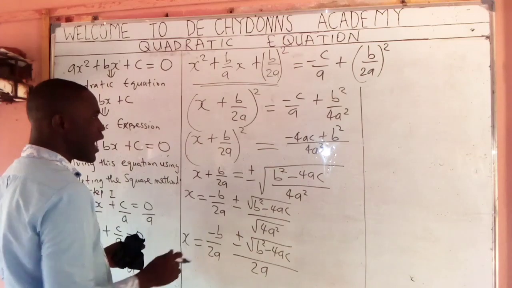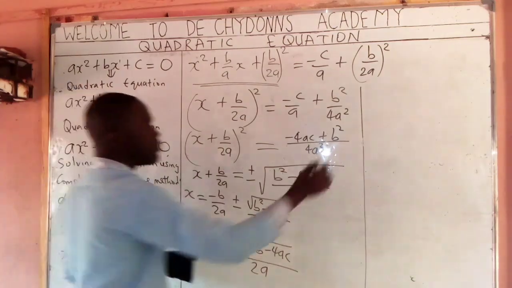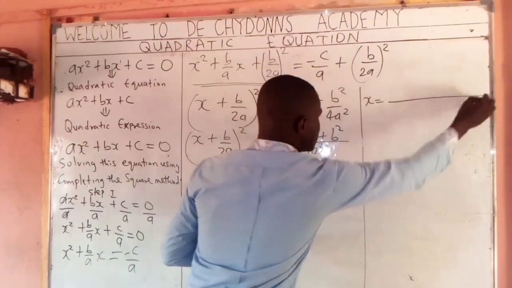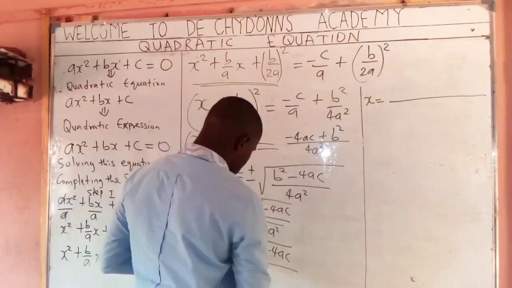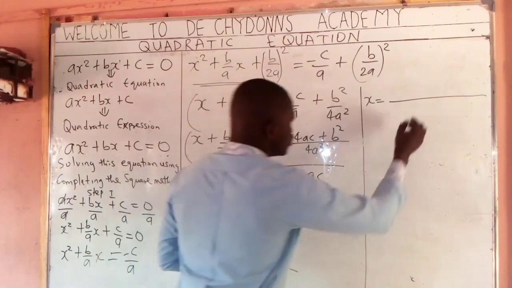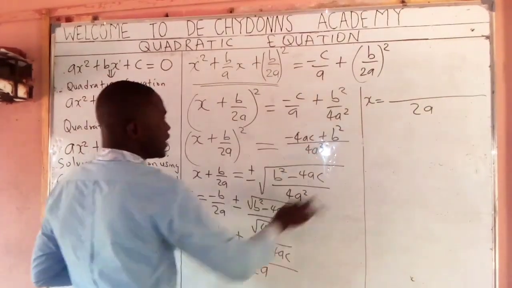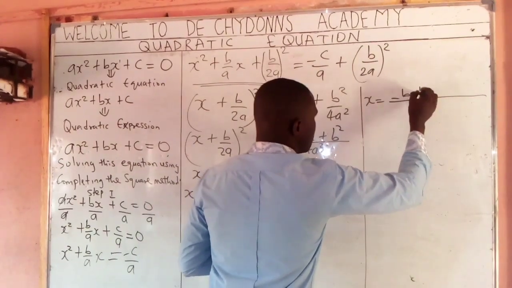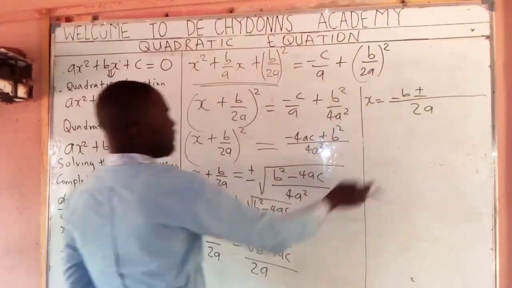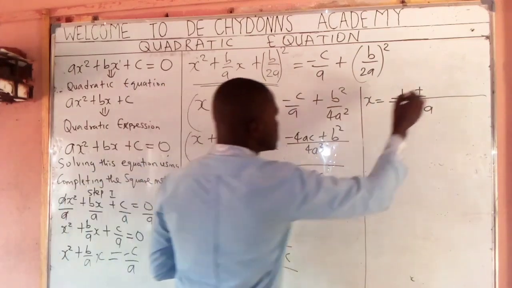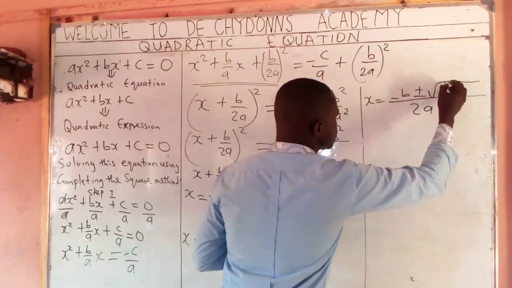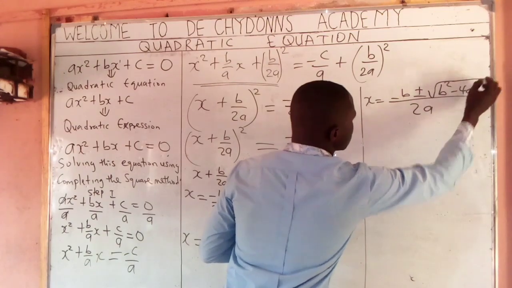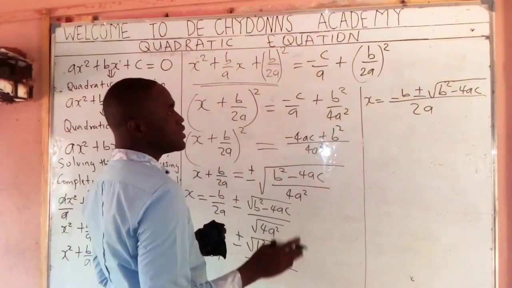So what will happen now is that we look for the LCM. We say x equals, we check the LCM of 2a and 2a. It will give you 2a. 2a divided by 2a is 1, 1 times minus b, plus or minus 2a divided by 2a is 1, 1 times the square root of b squared minus 4ac. Okay, we are done with the derivation.